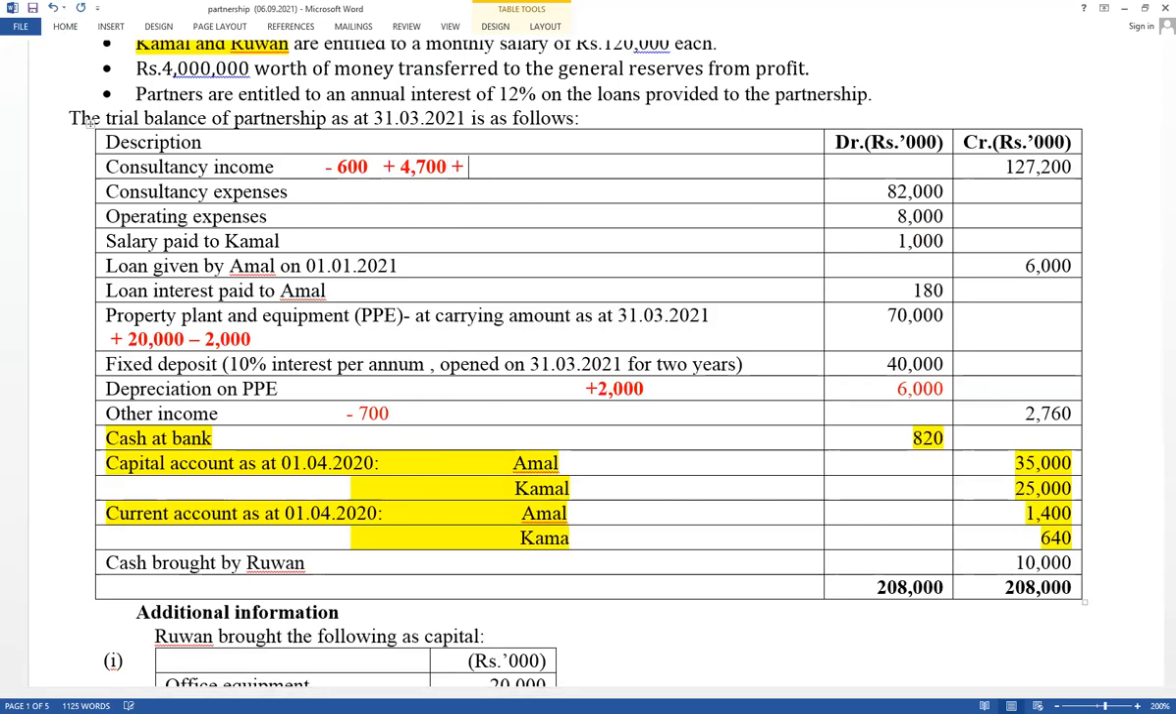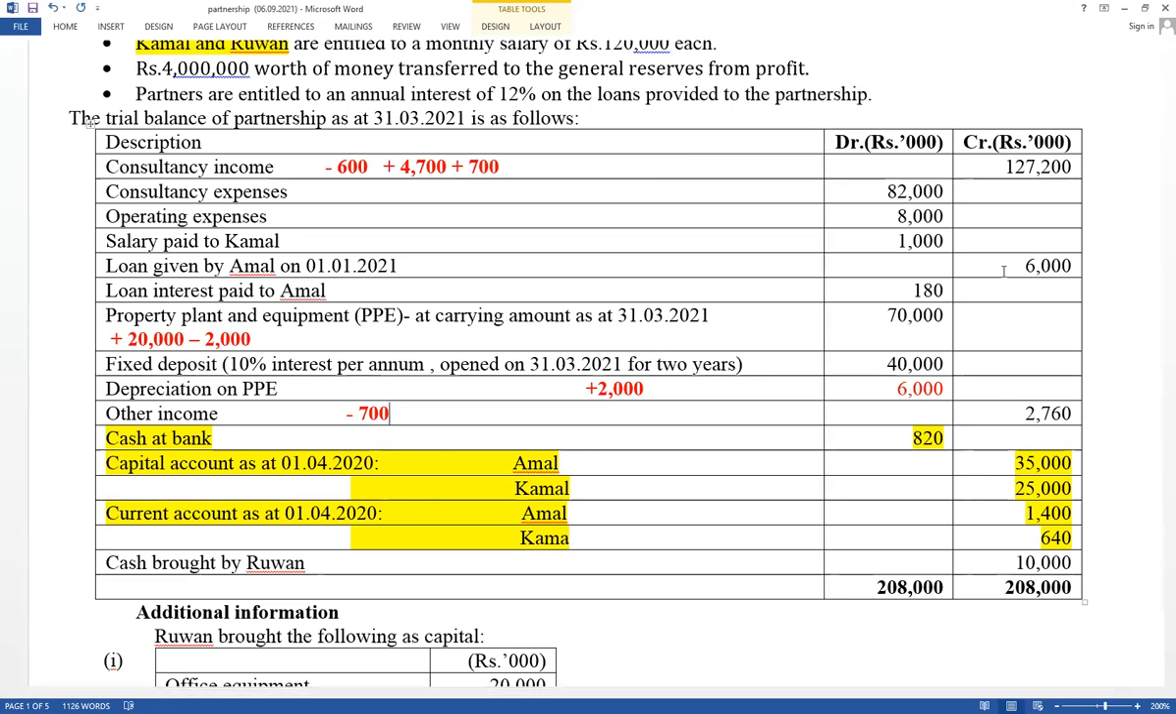Think other income account debit, consultancy income account credit. That value should be deducted from other income, as well as it should be considered as a consultancy income. Other income minus, it should be added to the consultancy income based on accrual concepts. Think consultancy service provided for Amal's wife. It also should be considered as a consultancy income.